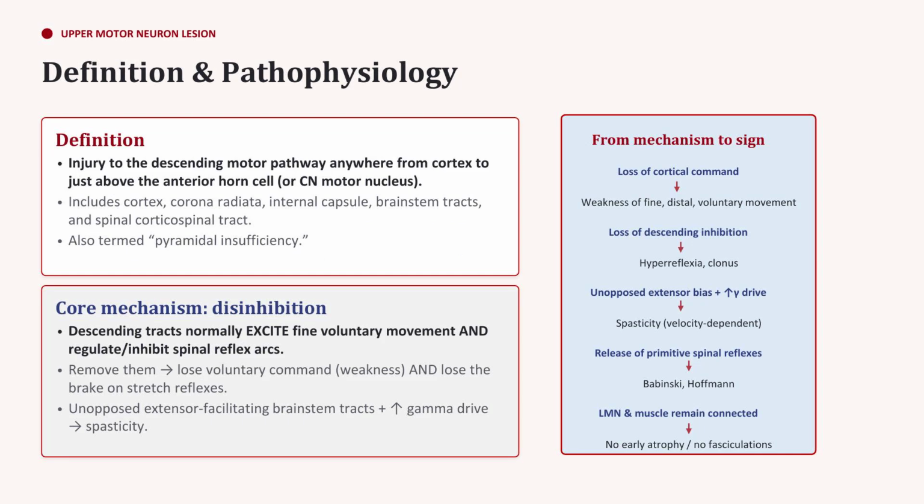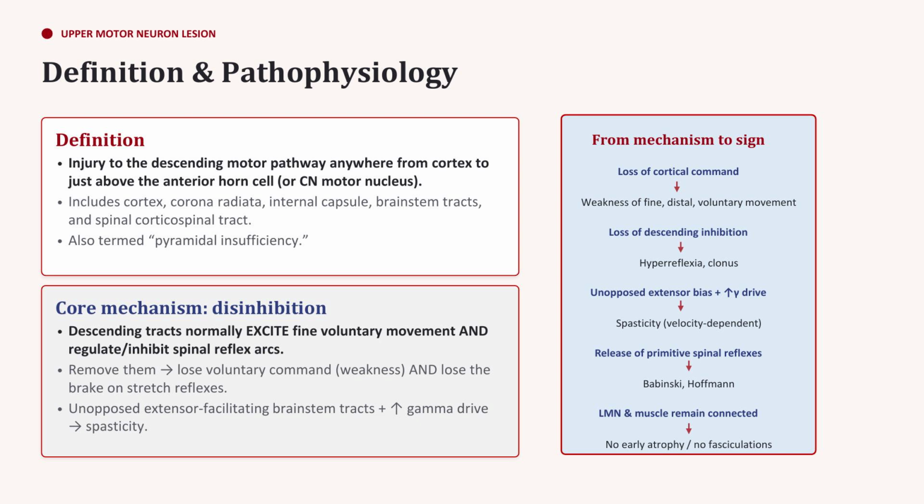Let us define it carefully and then explain it. An upper motor neuron lesion is damage to the descending motor pathway anywhere from the cortex down to the point just above the anterior horn cell, or for the cranial nerves just above the motor nucleus. So it encompasses cortex, corona radiata, internal capsule, the brainstem tracts, and the corticospinal tract within the cord. Older texts call it pyramidal insufficiency.